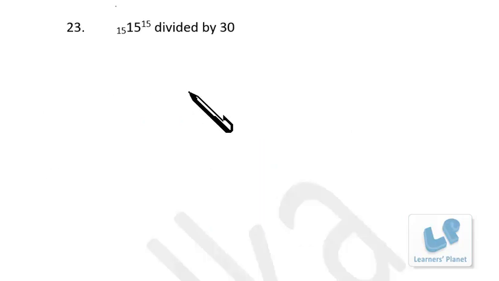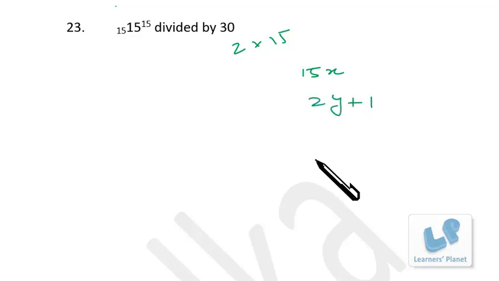15 raised to 15 raised to 15 divided by 30. We have to find out the remainder. Now 30 is 2 into 15, so we can find the remainder from 2 and 15 both. Since this is 15 raised to 15 raised to 15, this number is a multiple of 15, so it is in 15x format. Since this is an odd number, if we divide it by 2 the remainder is 1, so it is in 2y plus 1 format. Now we have to find a number that is a multiple of 15 and odd. That is 15 itself. So 15 raised to 15 raised to 15 divided by 30, the remainder will be 15. I hope you are clear.